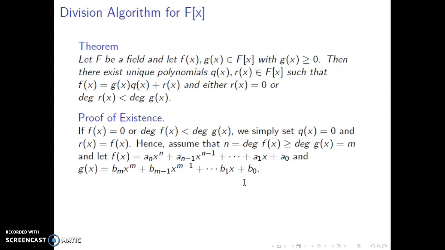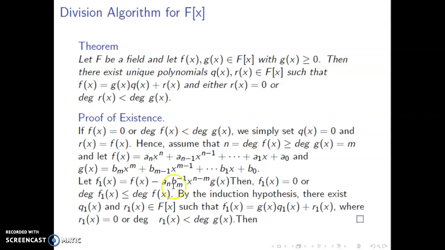And suppose f(x) is a_n x^n + a_(n-1) x^(n-1) and so on up to a_0, and g(x) as usual is b_m x^m and so on up to b_0. Now I define f1(x) like this. f1(x) is f(x) minus a_n b_m^(-1) x^(n-m) g(x).